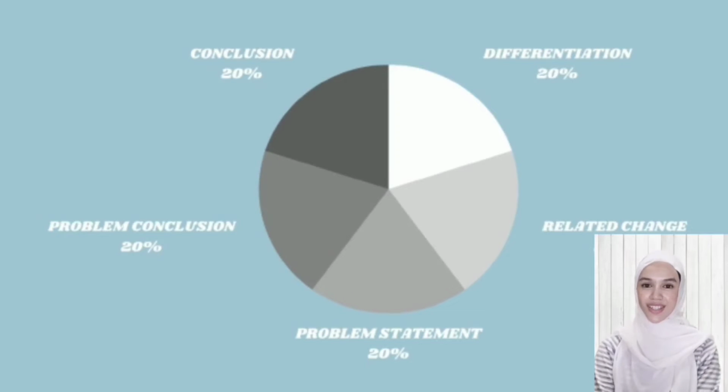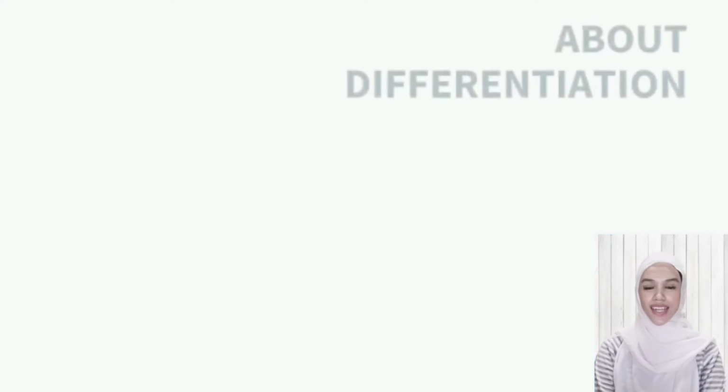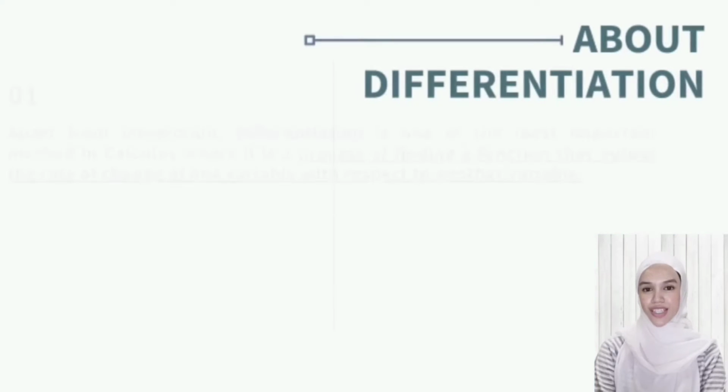For a starter, we will explain about differentiation, followed by explanation about related rates of change. The next slide is the problem statement, then the problem conclusion, and finally the overall conclusion. Without further ado, I will begin the presentation with the first slide, which is the explanation about differentiation.